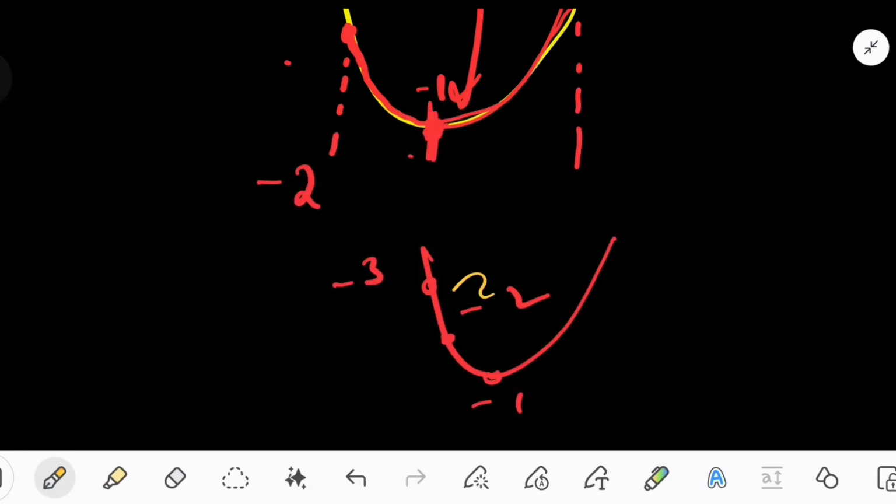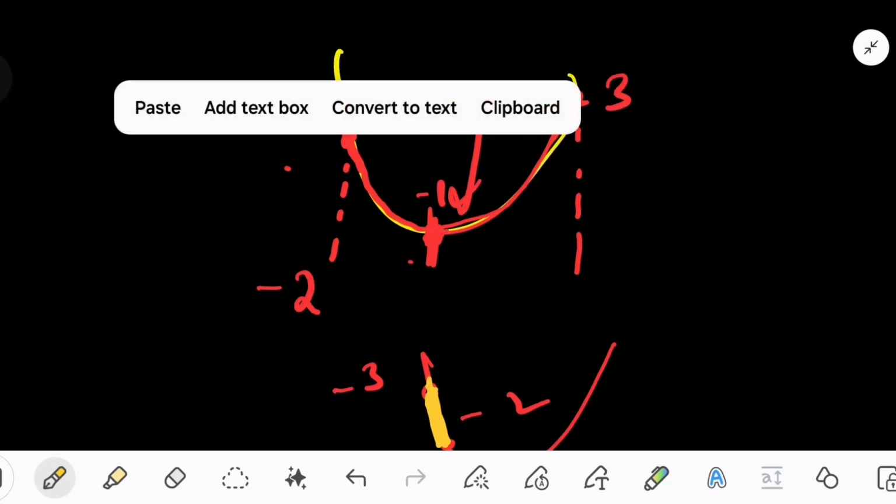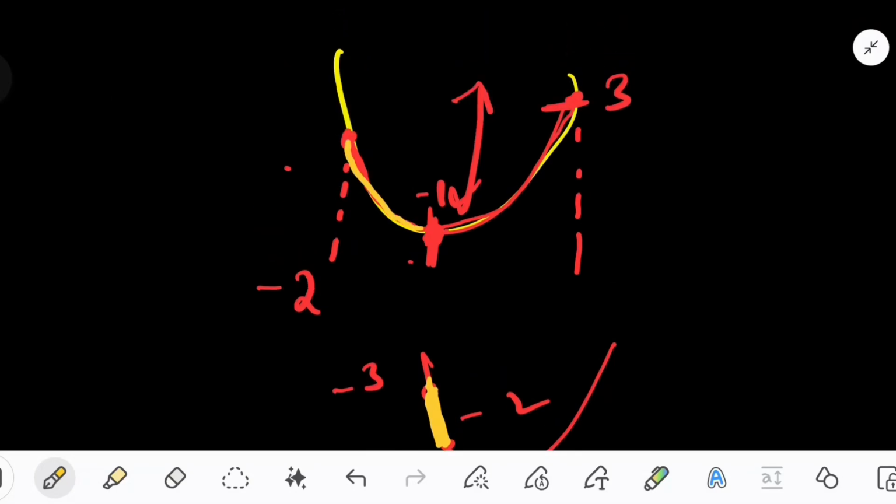So in this case we don't need to check anything, because it is a strictly decreasing function in this domain, right? But in the other case it is strictly decreasing from here till here, then it is a strictly increasing function, right? So that is why over here we need to check this value.